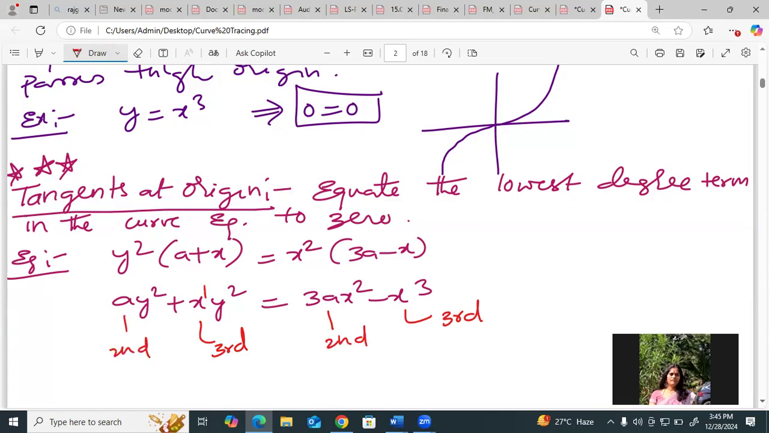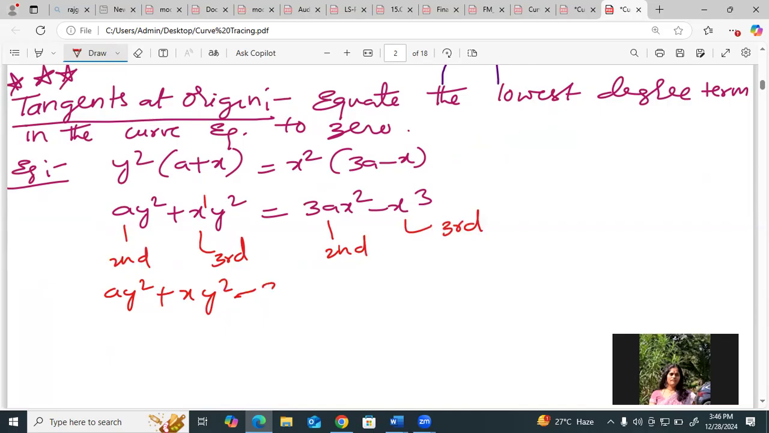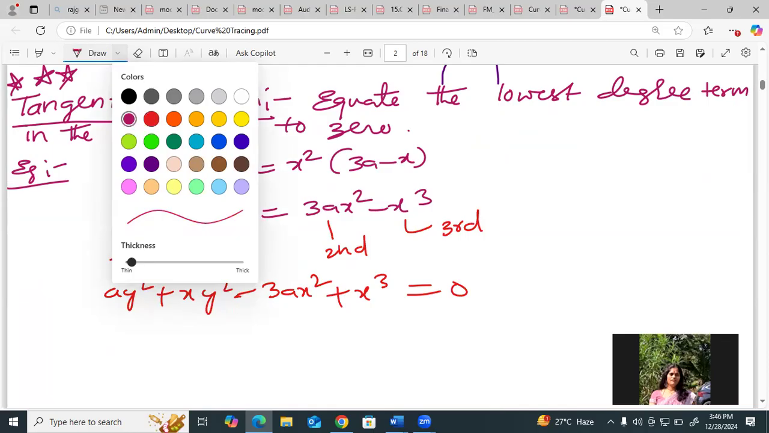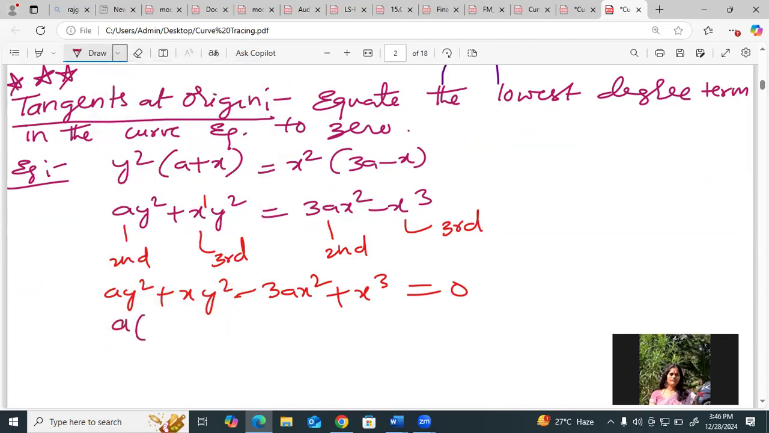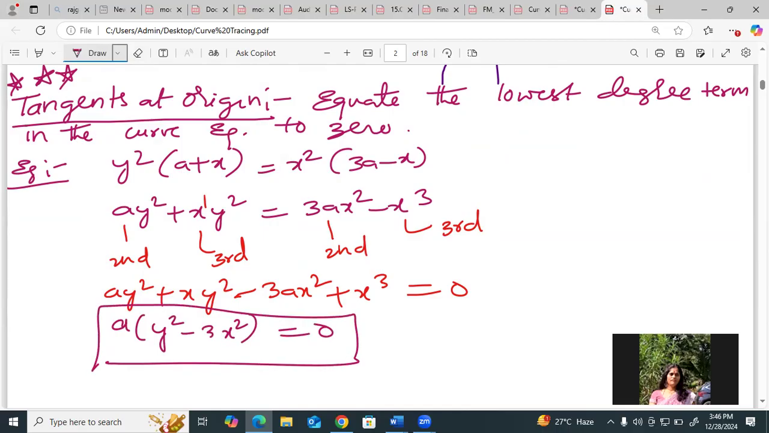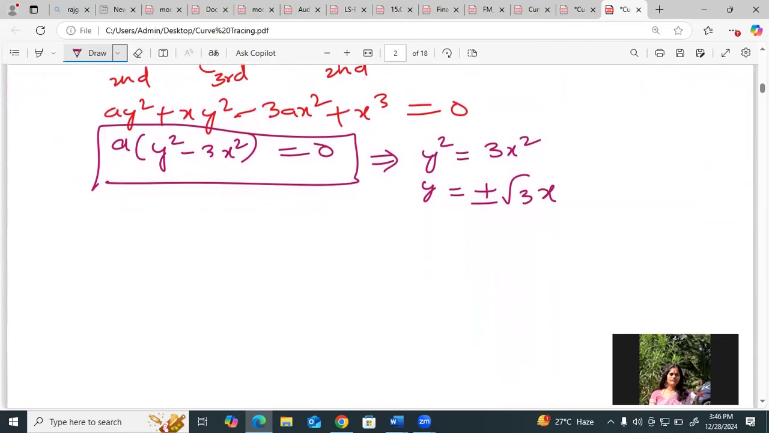If I put them in one equation format, ay square plus xy square minus 3ax square plus x cube is equal to 0. If I club the second degree terms together, I'll be having a into y square minus 3x square is equal to 0. This is my lowest degree term. I'm equating this to 0. So what will I be getting? Y square is equal to 3x square, or y is equal to plus or minus root 3 x. Okay. Now, look here. There's an important point here.